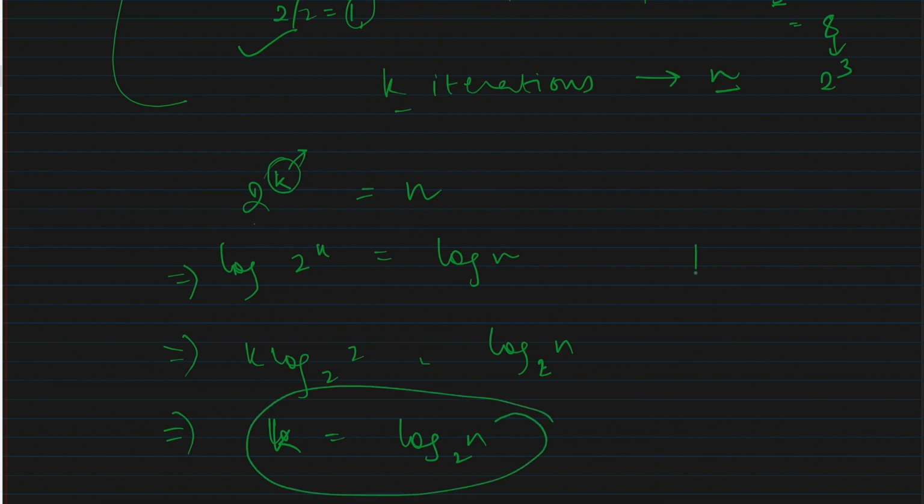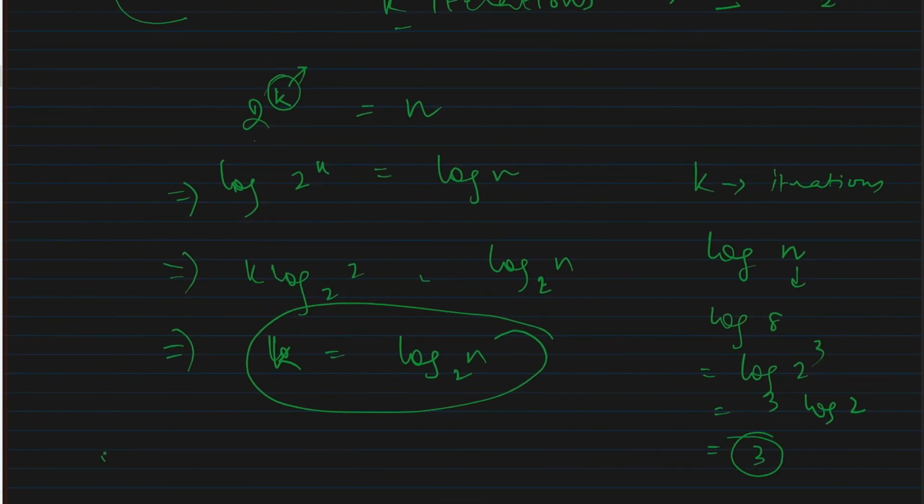Again, just want to remind what is k? The number of iterations. So the number of iterations is nothing but the log of the input that we have. In this case it was 8, log of 8 or log of 2 to the power 3, which is equal to 3 log 2, or it is equal to 3.